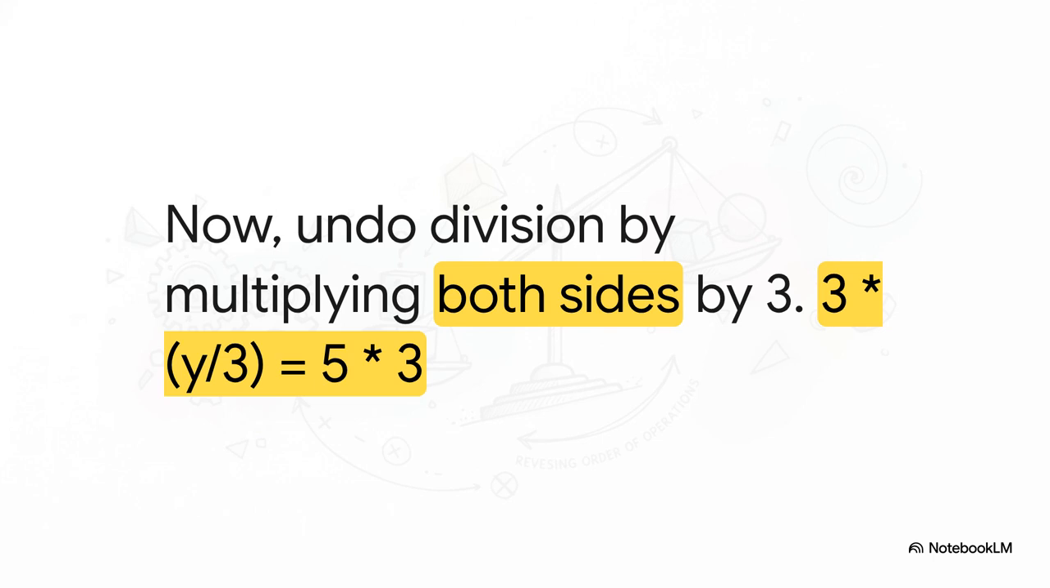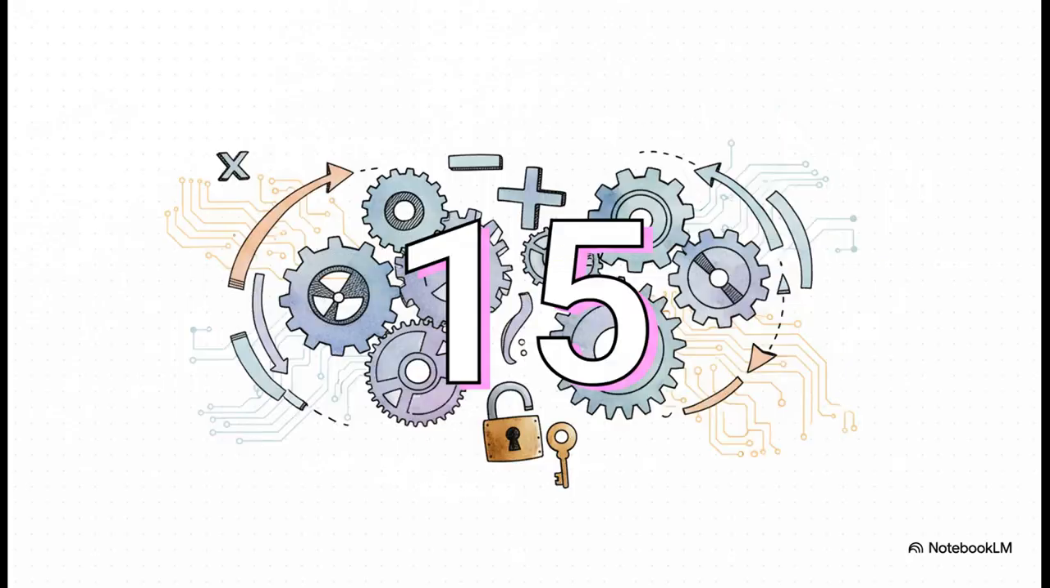Our y is being divided by 3. To undo division, we do what? We multiply. So let's multiply both sides by 3, and that will get y all by itself. And there we have it. Y equals 15. See, it doesn't matter if it's multiplication, division, whatever. The system, the process, it works every single time.